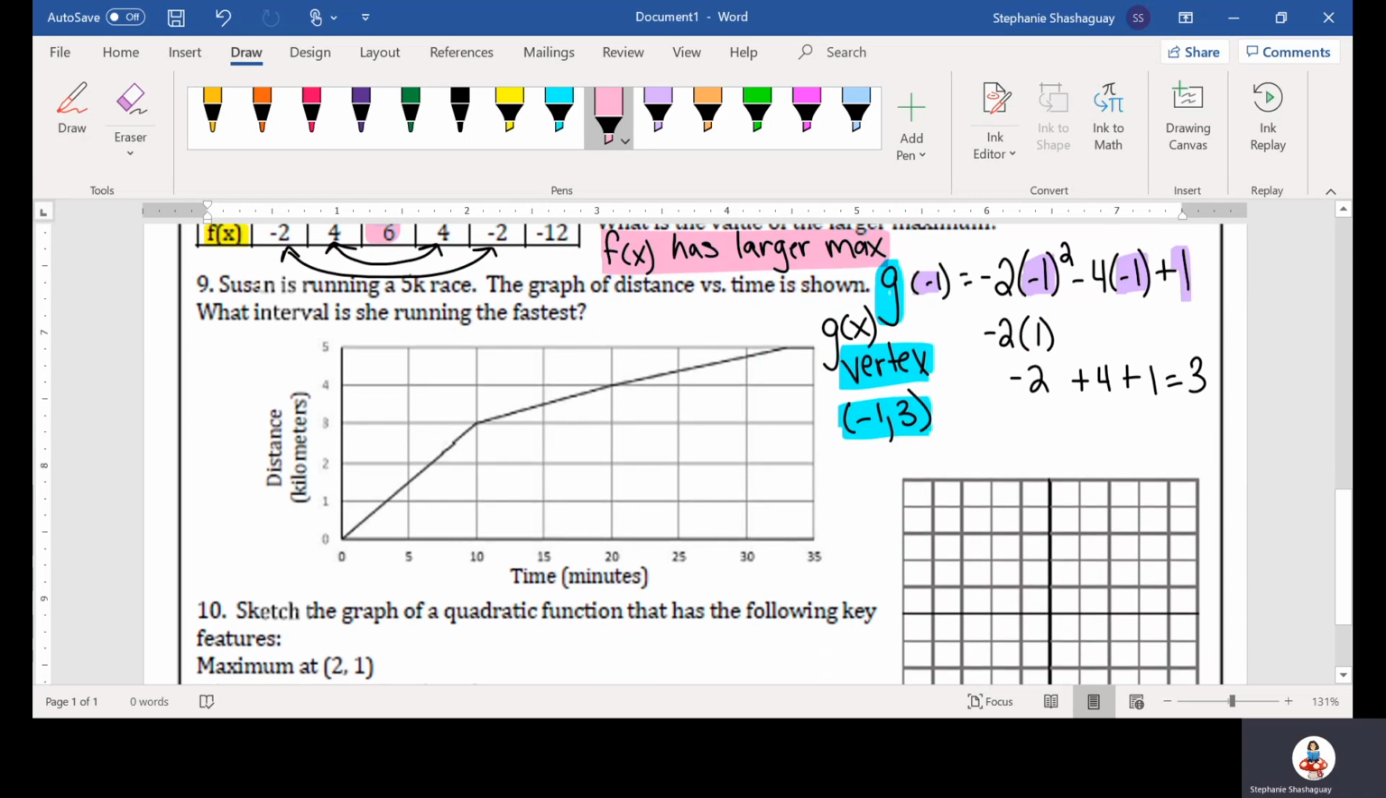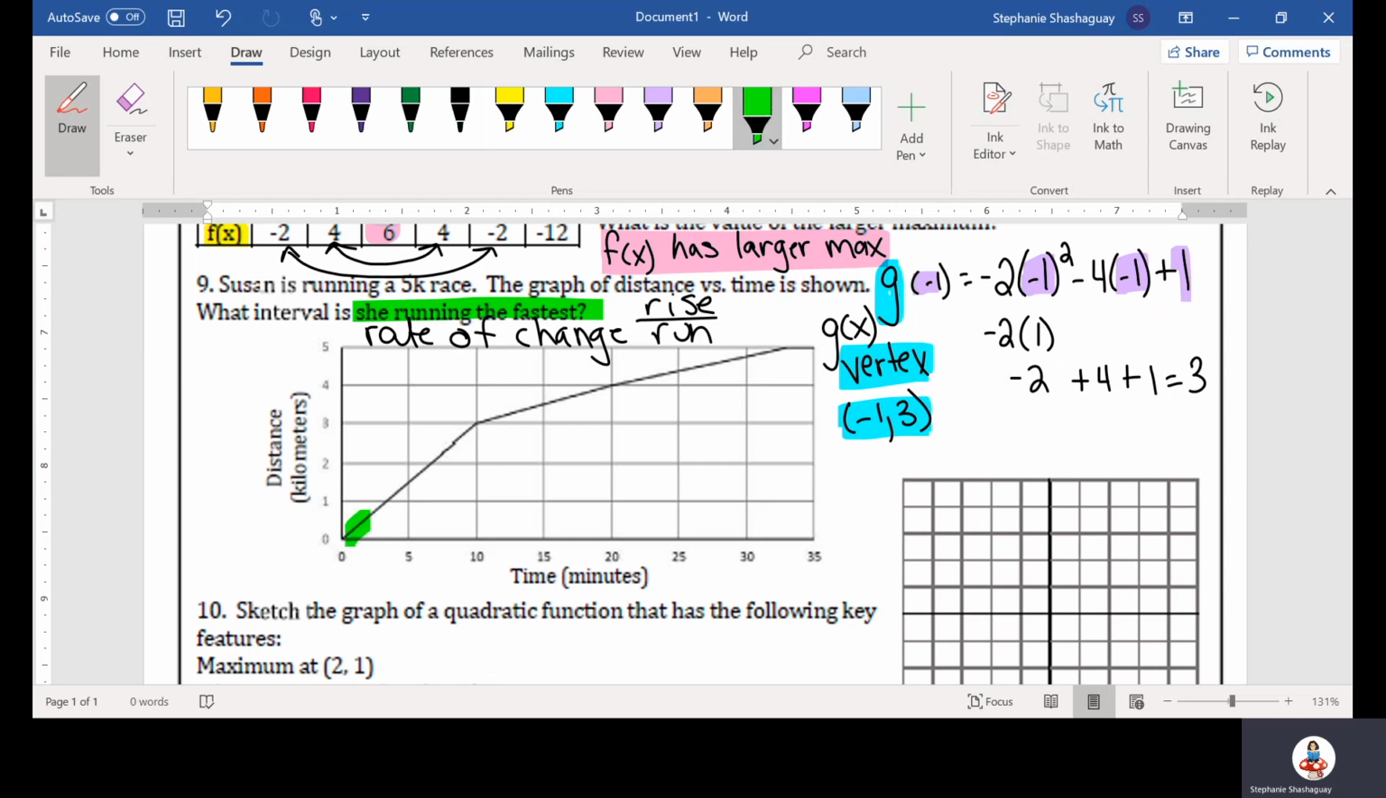Okay, number 9. Susan is running a 5K race. The graph of distance versus time is shown. What interval is she running the fastest? So for what interval is the greatest rate of change? So we're looking at our slope or our rate of change. Remember, our rate of change is rise over run. So we're looking at how steep it is.